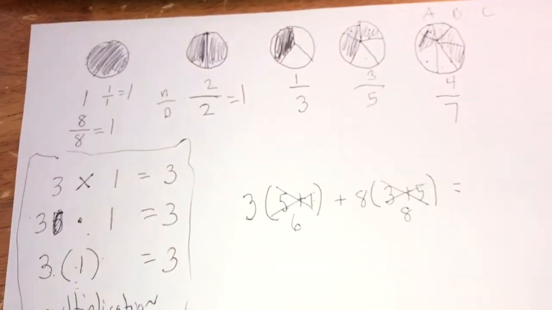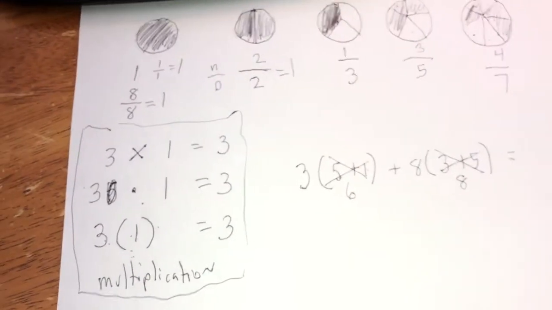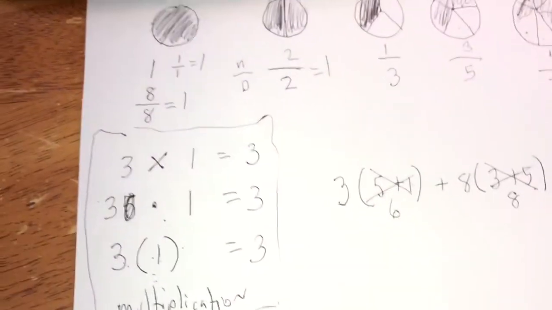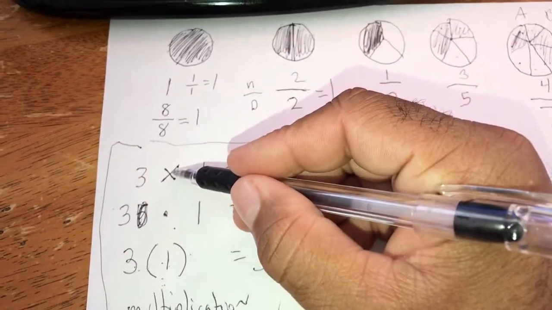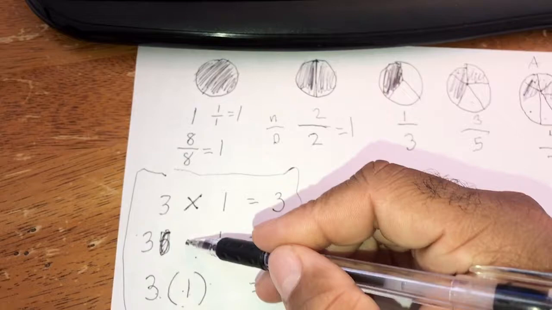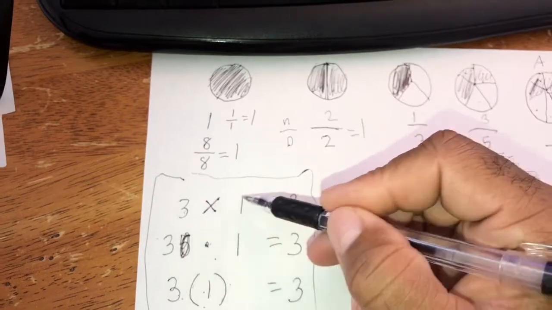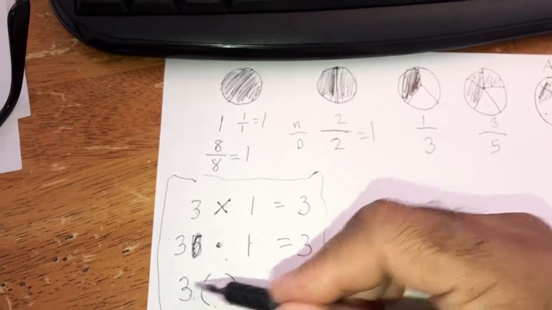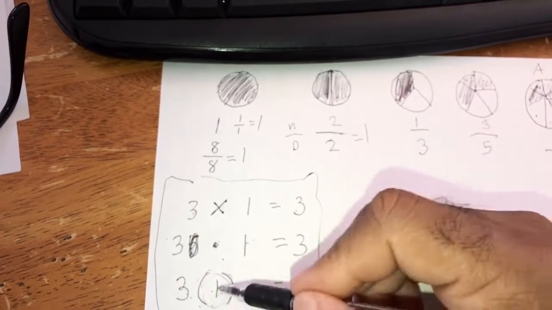So just recognize when you see a number beside the parentheses, that means multiplication. Sorry about that, a call came in. So let's go back. We were on the rules of multiplication. You're going to see this type of problem on the test. So we need to know the rule that multiplication can be represented by the x, the period, or parentheses. 3 times 1 equals 3. 3, period, 1, multiplication. Again, 3 multiplied by whatever is inside parentheses.